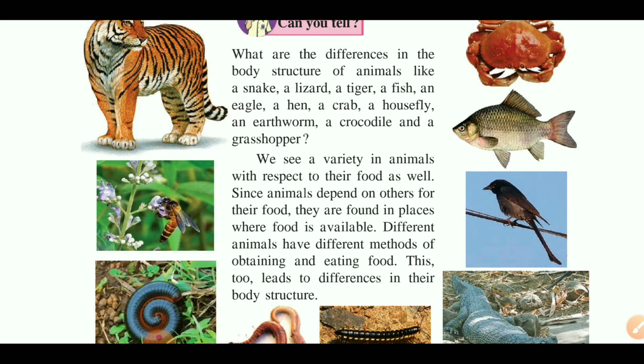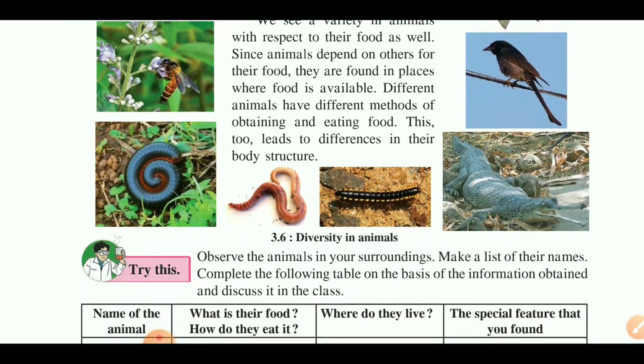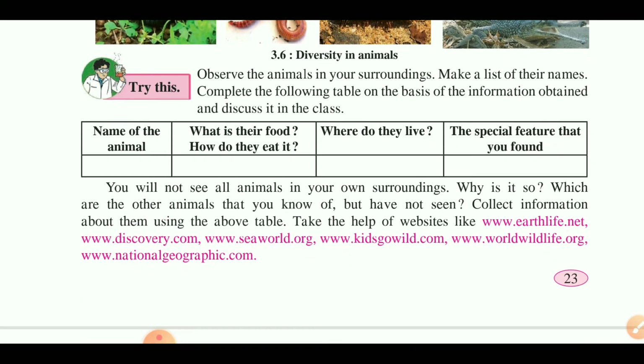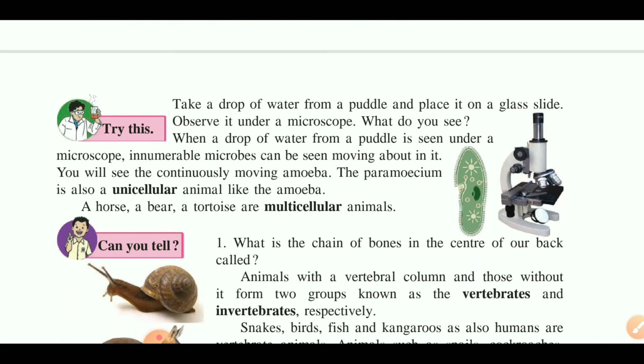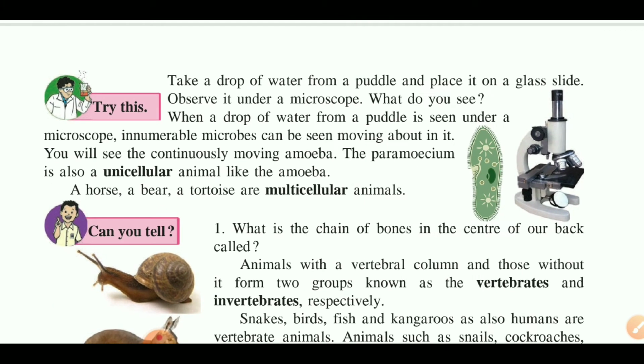Now different animals have a different method of obtaining and eating food. These two differ in their body structure. If you make a list of different animals, then you can make a chart like that: what is their food, how do they eat it, where do they live, and the special feature that you found in that animal.